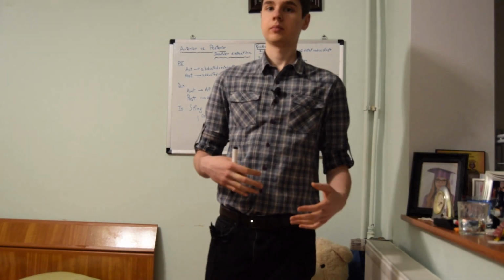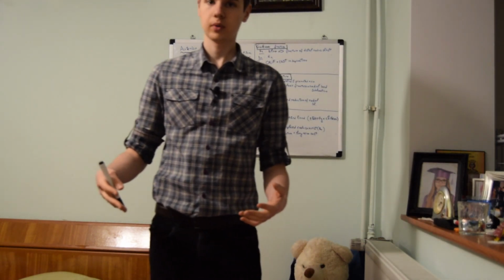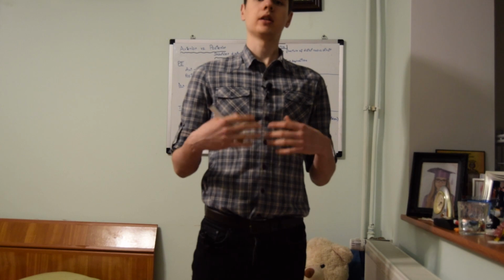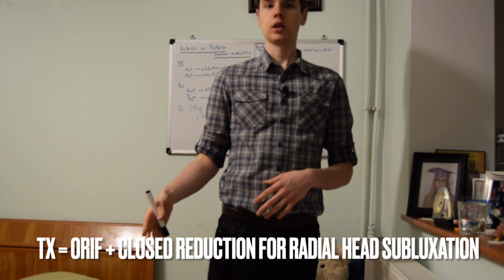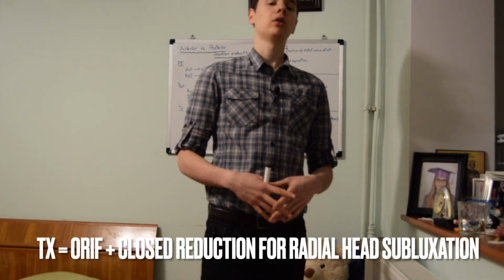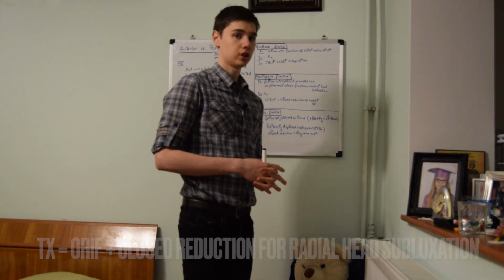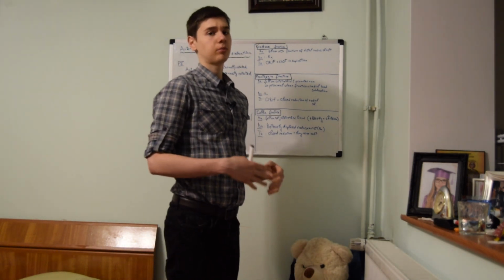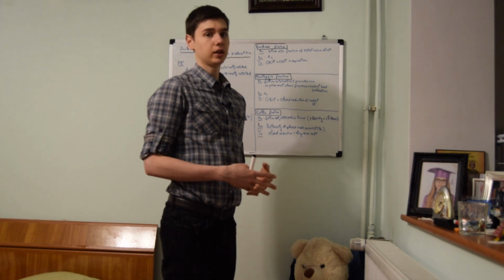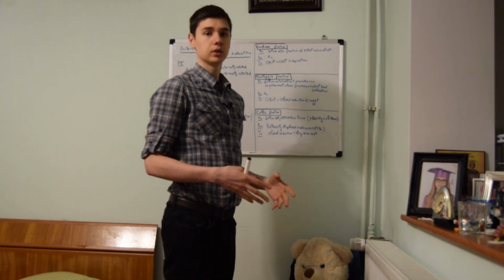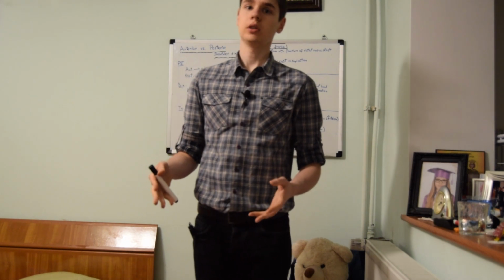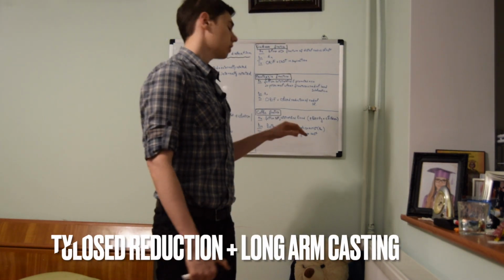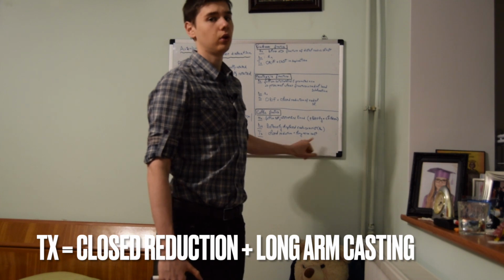The treatment is also different. A more invasive treatment is practiced in the case of Monteggia fracture. It includes an open reduction and internal fixation, followed by a closed reduction of the radial head subluxation. It is common that the proximal fracture of the ulna in Monteggia fracture is followed by a radial head subluxation. The treatment for Colles fracture is closed reduction with long arm casting.